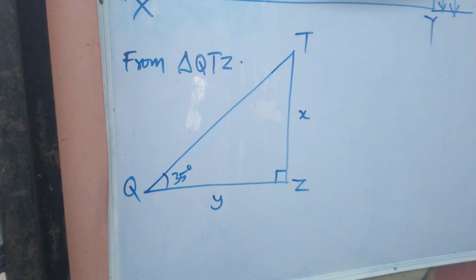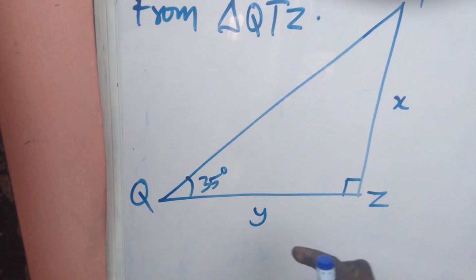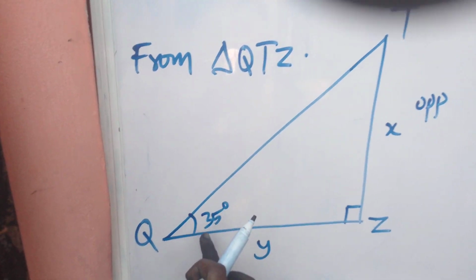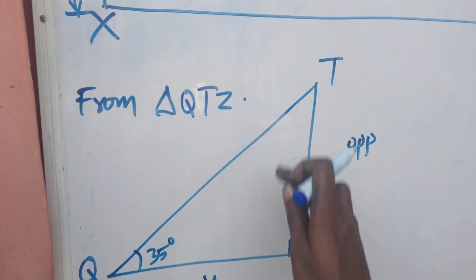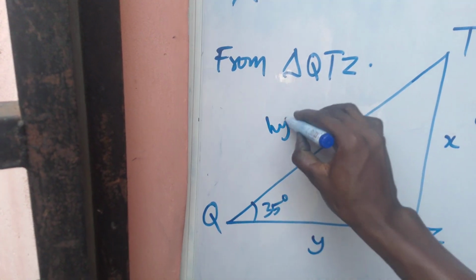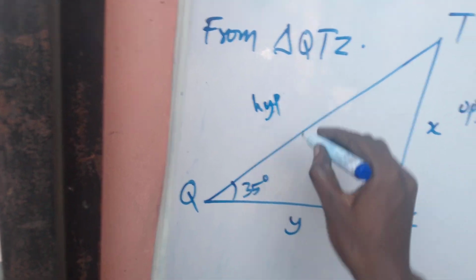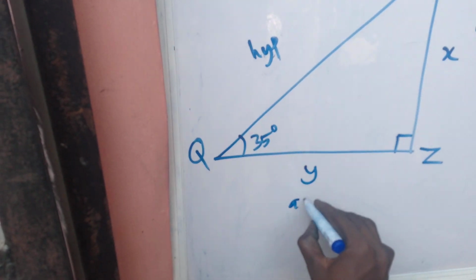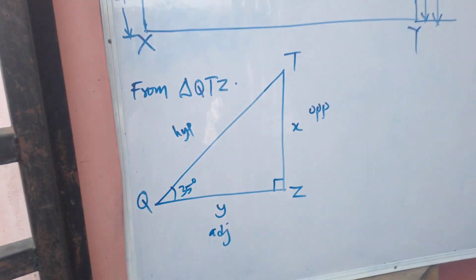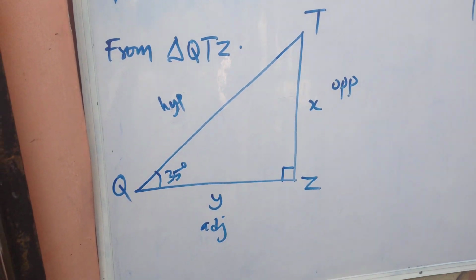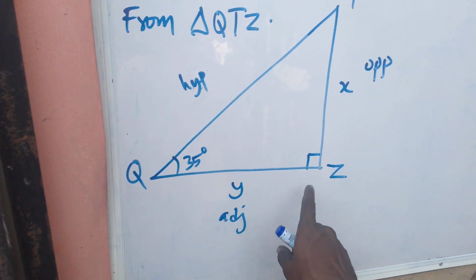Now what do I do? I say this side which is facing angle 35 degrees is my opposite side, because this is an angle of inclination. This is 90 degrees. The side facing 90 degrees is hypotenuse. And the remaining side now will be what? Adjacent. So it then implies that I can use opposite over adjacent, which is tangent.